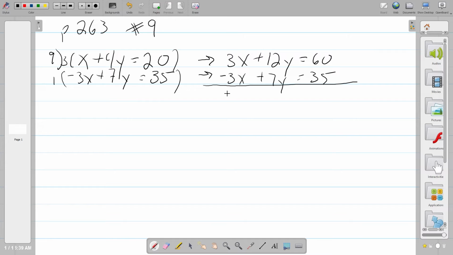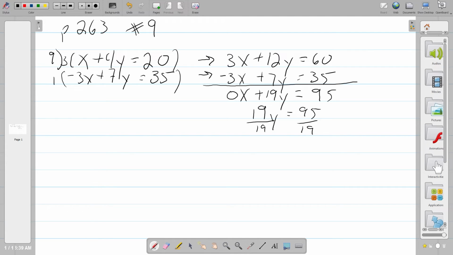3 plus negative 3 gives us no x's. 12 plus 7 gives us 19 y's equals, that's a 5, 6 and 3 is 9, that's 95. So to rewrite it so I can see it easier, I'm going to say 19y equals 95. I'm going to divide out that 19, divide out that 19, and I am going to want a calculator.